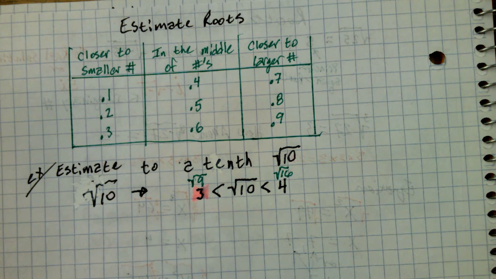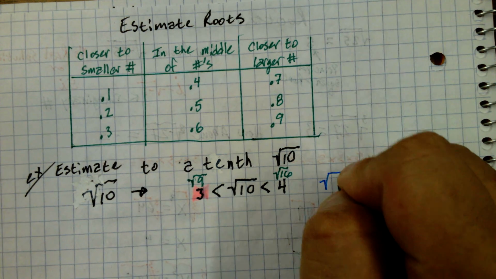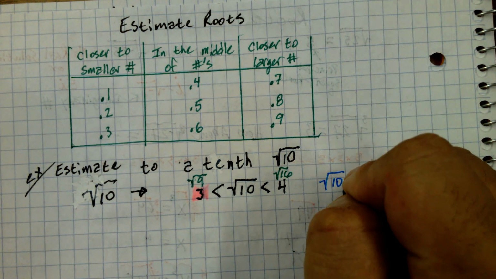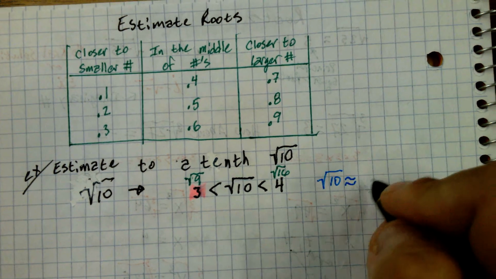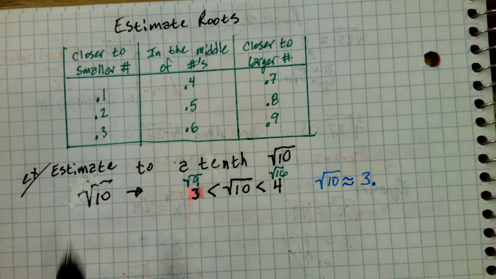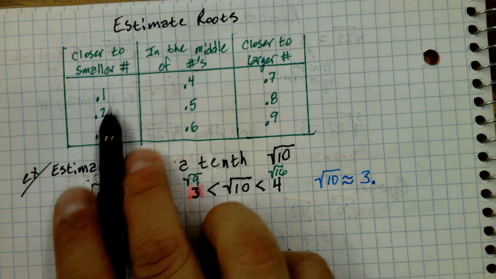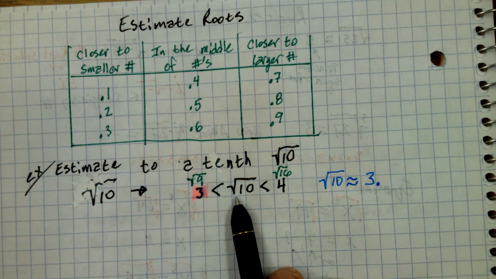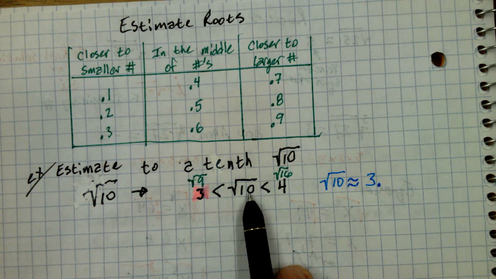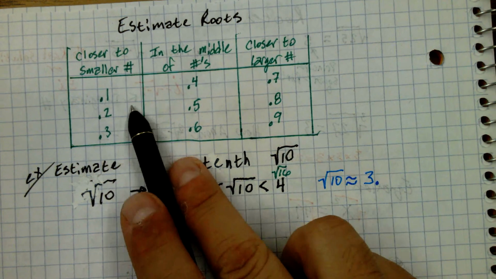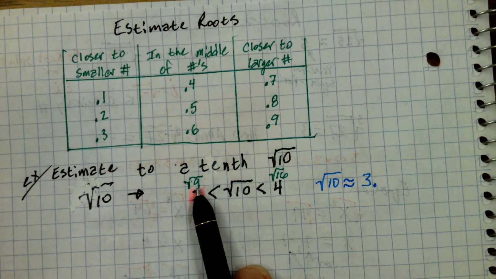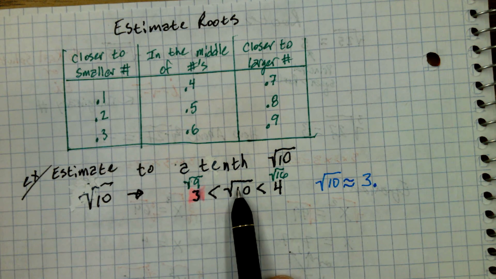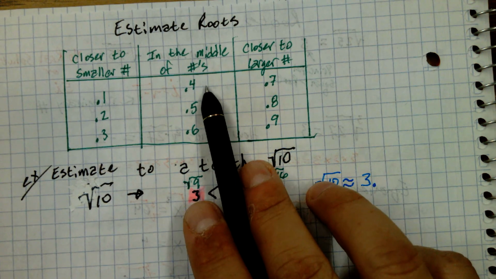So it has to be, let me get a different color, the square root of 10 is approximately, give it that wiggly equal, because it's not exact, 3 point something. The point something has to be somewhere in here, because it's closer to the smaller number. 10 is closer to 9. So it has to be 0.1, 0.2, 0.3. And look how close it is. 9, and what's the number that comes right after 9? 10. So it wouldn't make sense to put 0.4, 0.5, 0.6.